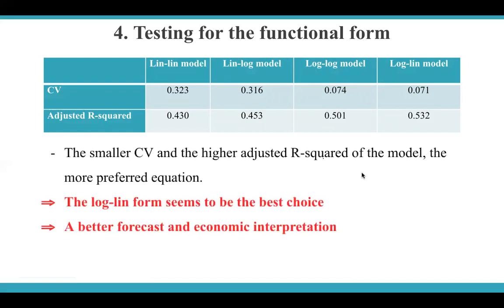As we know, the smaller the coefficient variance and the higher the adjusted R-square of the model, the more preferred the equation. Therefore, the log-lin form seems to be the best choice, as it has the smallest coefficient variance and the highest adjusted R-square. Based on the log-lin form, we have a better forecast and economic interpretation.